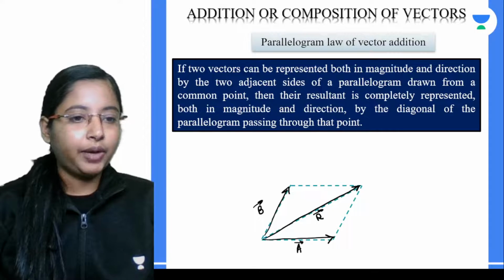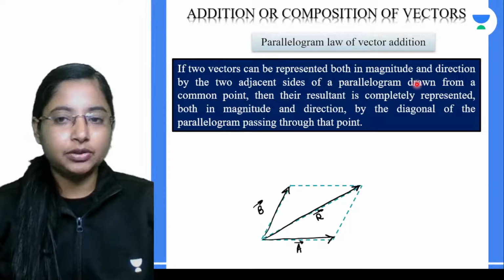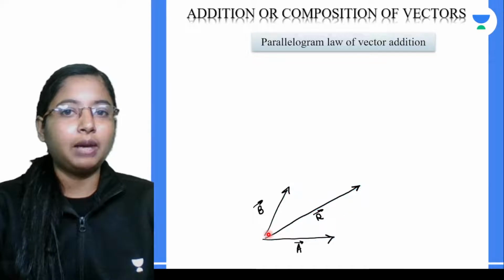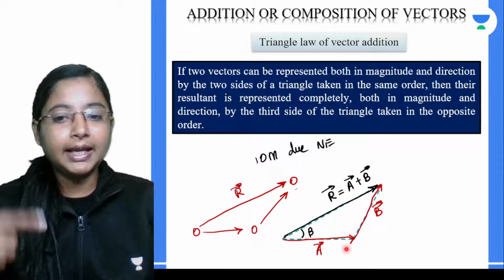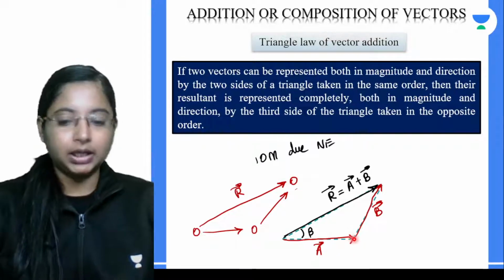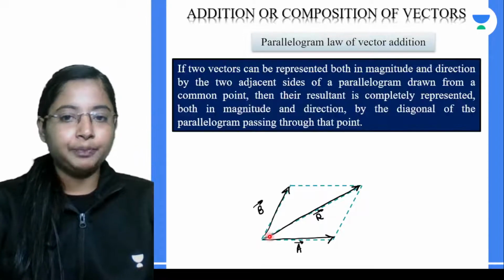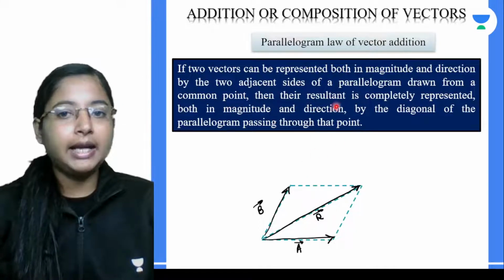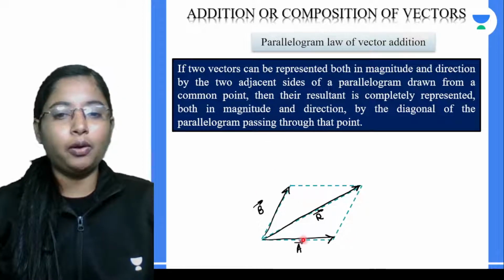That is, if two vectors can be represented both in magnitude as well as direction as two adjacent sides of a parallelogram, and they are drawn from the common point. So that's the difference between the parallelogram and triangular laws. In the triangle law, the second vector starts from the head of the first vector. But in the parallelogram law, both the vectors start from a single point. Then the resultant vector can be represented completely, both magnitude-wise and direction-wise, by the diagonal passing through this parallelogram. This is the parallelogram law of vector addition.